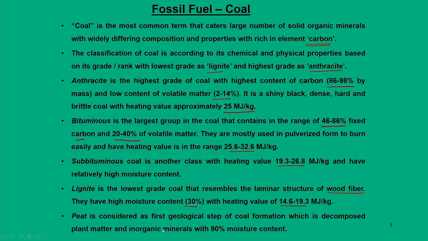So, it starts with peat, then starts with lignite formation, and slowly it goes to the highest quality coal, that is anthracite. So, essentially speaking, this is the history of coal formation, starting from peat, which is of course a non-usable form, then lignite, then sub-bituminous, bituminous, and anthracite. So, this is how the coal formation takes place in the earth core.